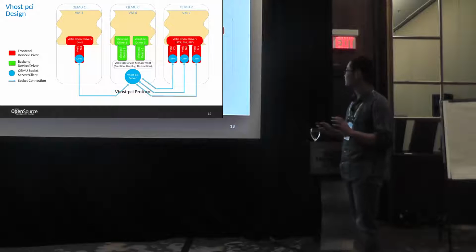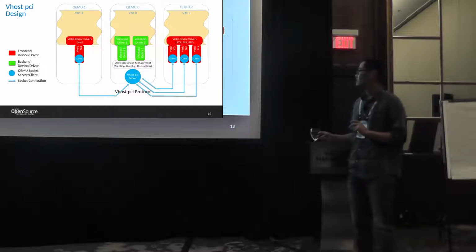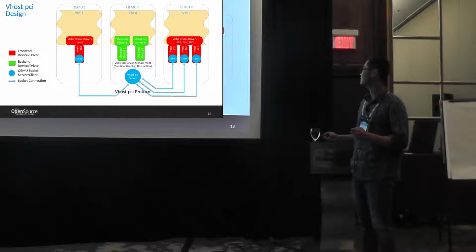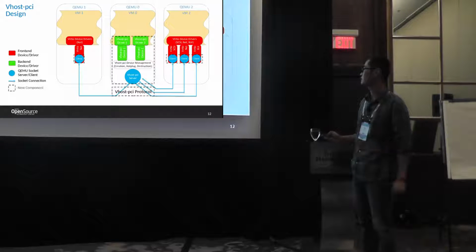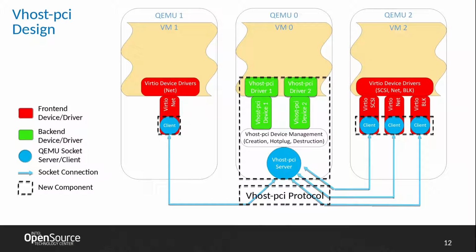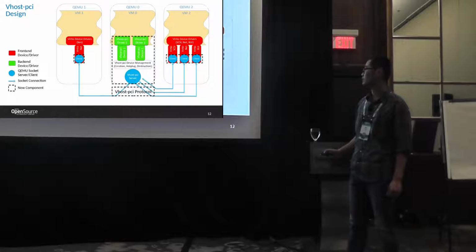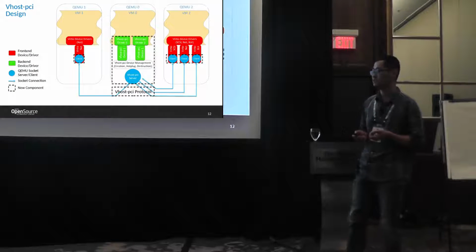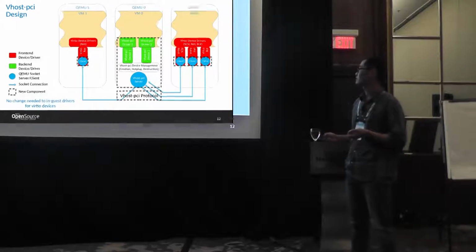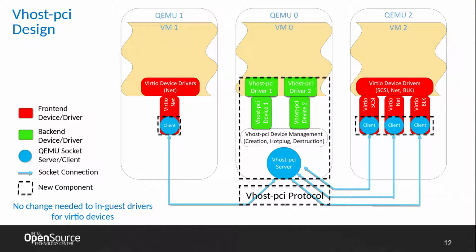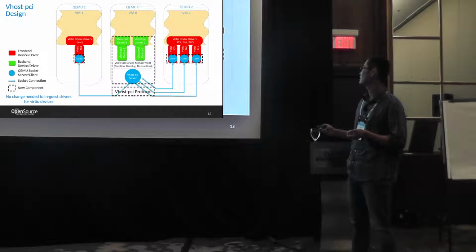So we can see from this figure that the vhost PCI server creates a vhost PCI device for each VM. And all the front-end devices from the same VM will share the same vhost PCI device. So I've picked out all those components which are new to the current QEMU, and I will talk about them one by one in the later slides. And the remaining parts, like the virtio-net driver and all these virtio drivers, will remain unchanged.